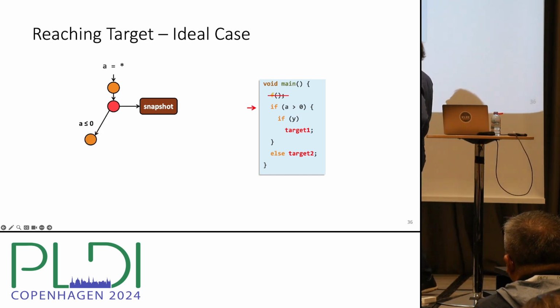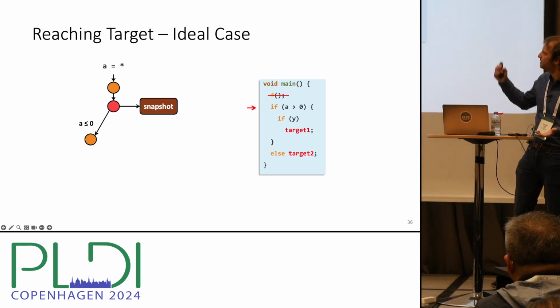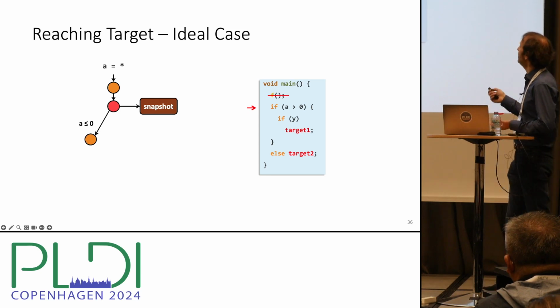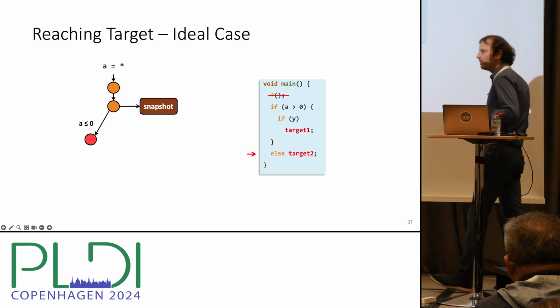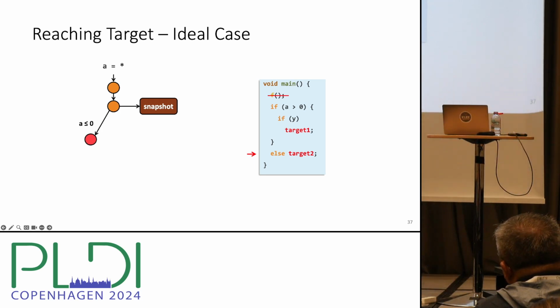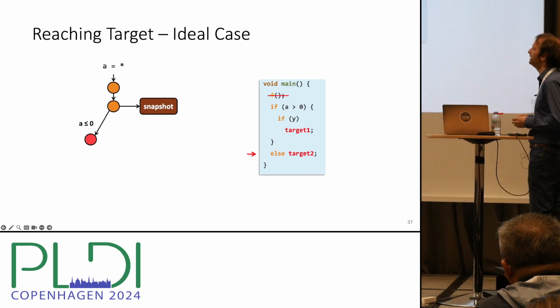Then I continue execution. I reach this if statement, if A is greater than 0. Both sides are feasible, so symbolic execution is going to explore both. Let's see what happens on the false path. On the false path, I have the constraint that A is less than or equal to 0, since the branch condition is false. I continue execution, and now I'm already very happy because I reached target 2 without having to execute a single line of code in F. I could have had a huge number of paths through F where I'd have wasted a lot of time. Now I don't need to do that.